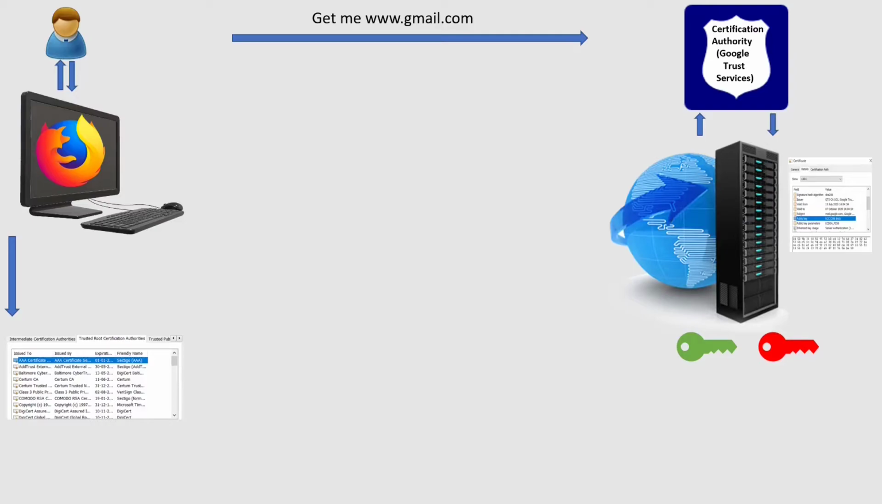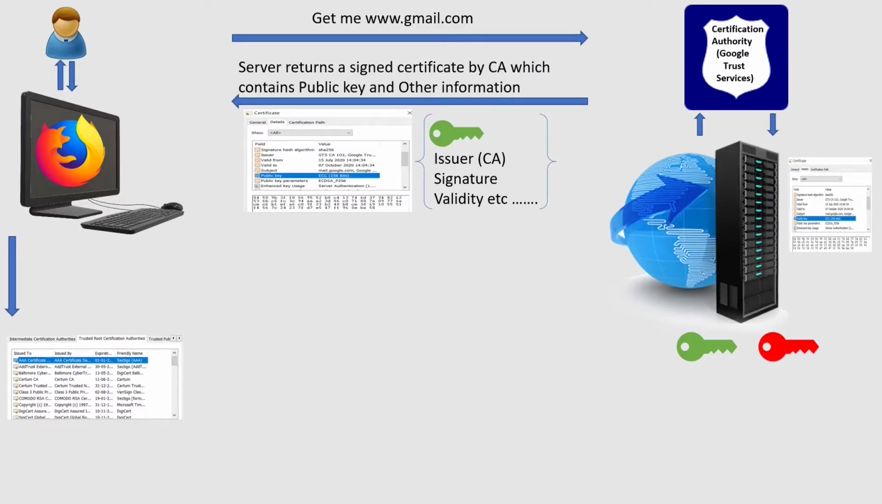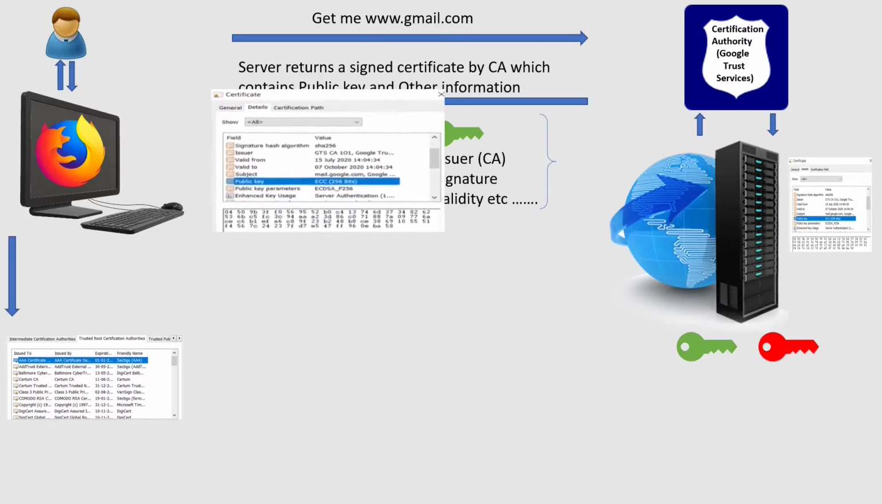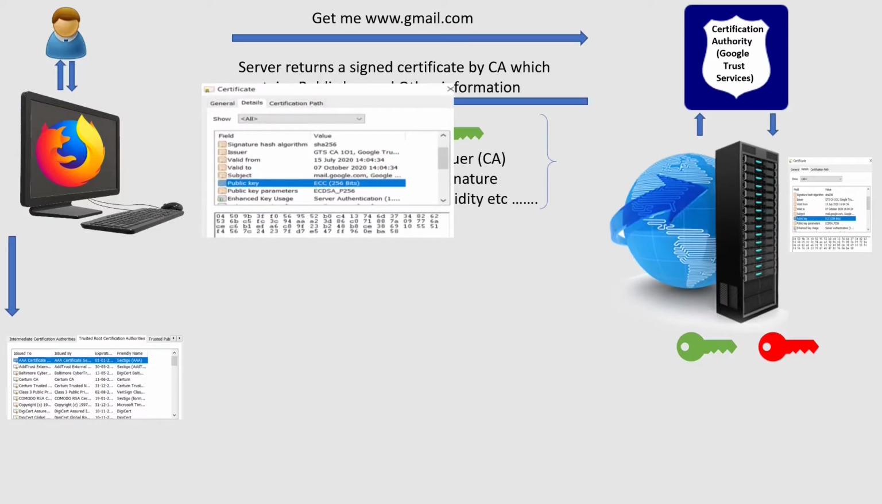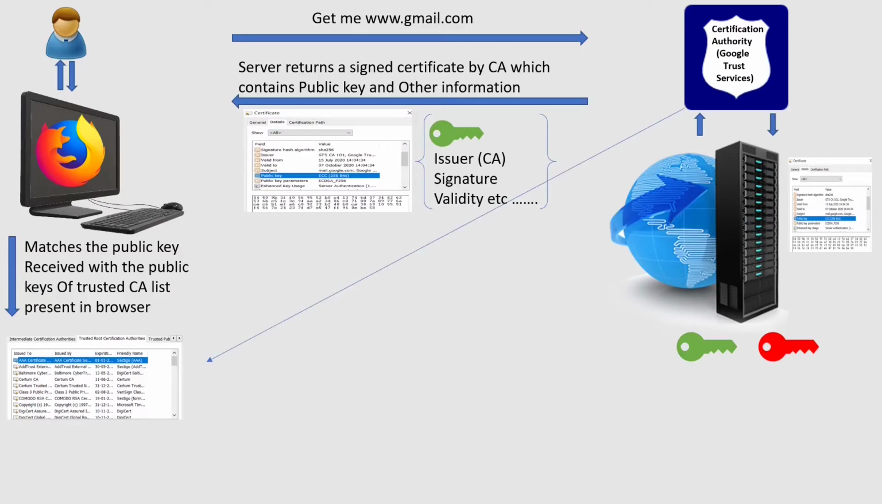Then the web server sends back the signed certificate to the web browser. That certificate contains a lot of information, like the dates it is valid from and valid to, and the public key information. Once the certificate is received by the browser, the browser checks whether whoever signed it, the certification authority, is in its list of trusted certification authorities or not.